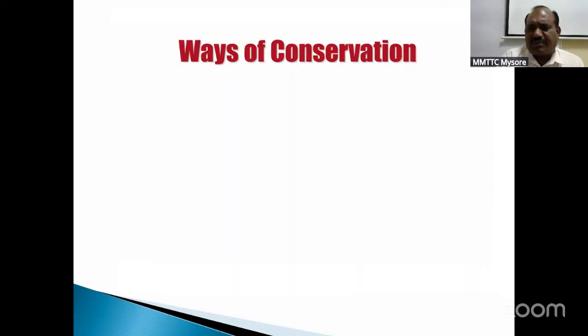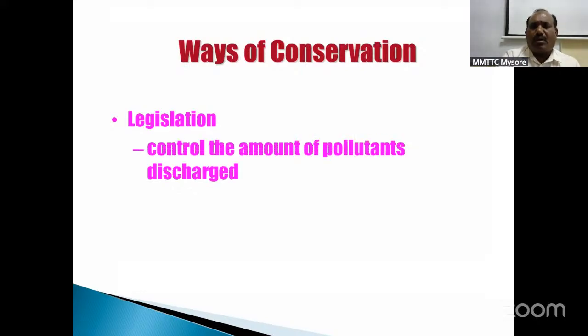There are now more ways of conservation. Legislation: law, legal control of the amount of pollutants which are discharged. Legislation should be more effective, or legislation should come to an action plan. Education, give the awareness. With all the other scientific developments, technology development, urbanization, transportation increasing, no one is giving more importance to how to protect our natural resources and the environmental consequences, what to do, what not to do.